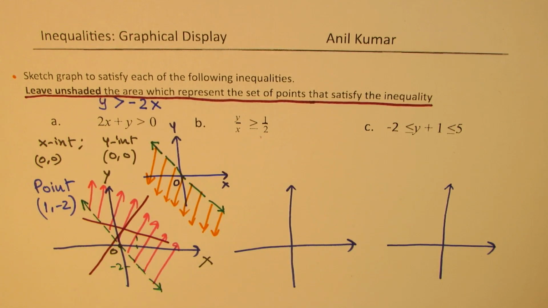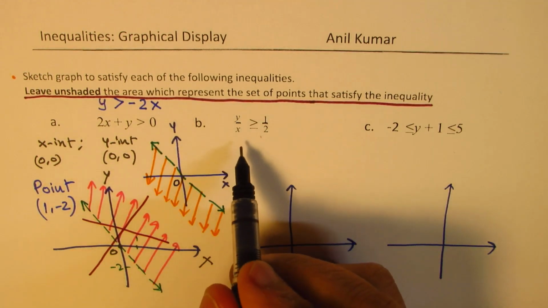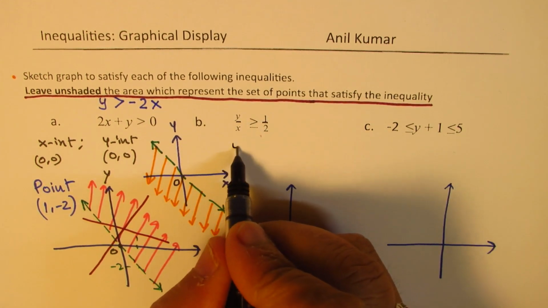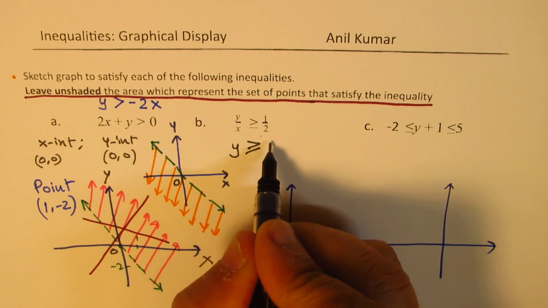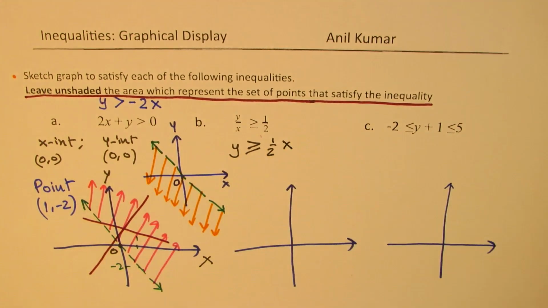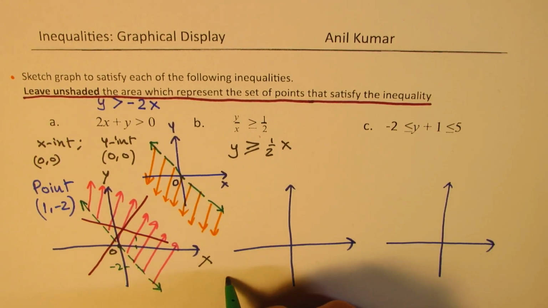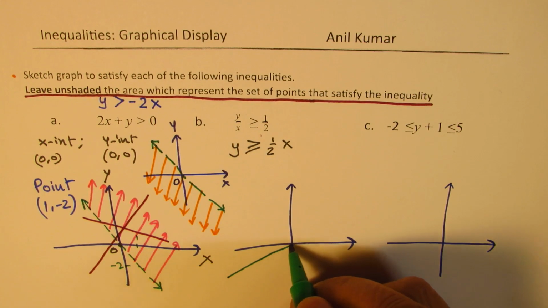Right? So, I'd like you to now pause the video and answer the other two questions. Remember, you have to shade the other half. Leave the portion which is the solution as blank. Don't shade that, okay? Right. Next question is, y over x is greater than or equal to half. It is a good idea to write what y is. y is greater than or equal to half of x, right? That is a slope of positive half, and it is also going through the origin, this time a solid line.